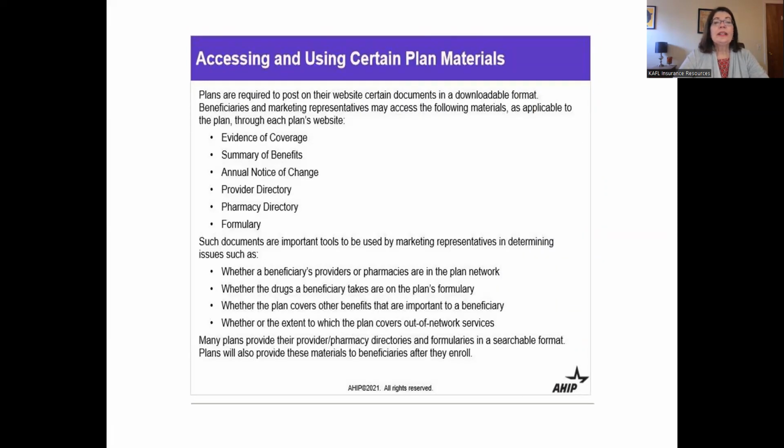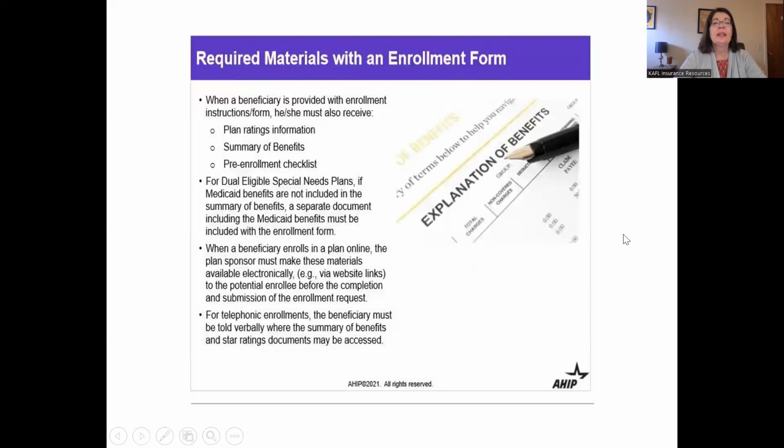Accessing and using certain plan materials. There is a lot on the different company websites: evidence of coverage, summary of benefits, the annual notice of change that somebody's going to get in the mail in September. All of this information is available online. If you're looking at a company website and you're not sure where to access this information, give me a call and I can walk you through where that's located.